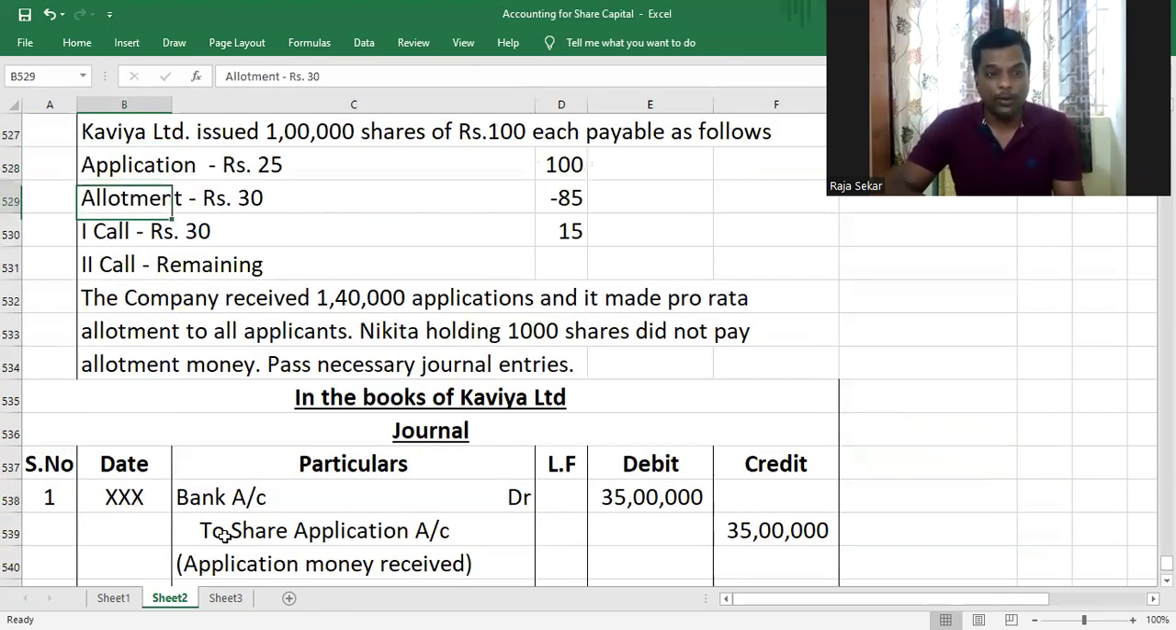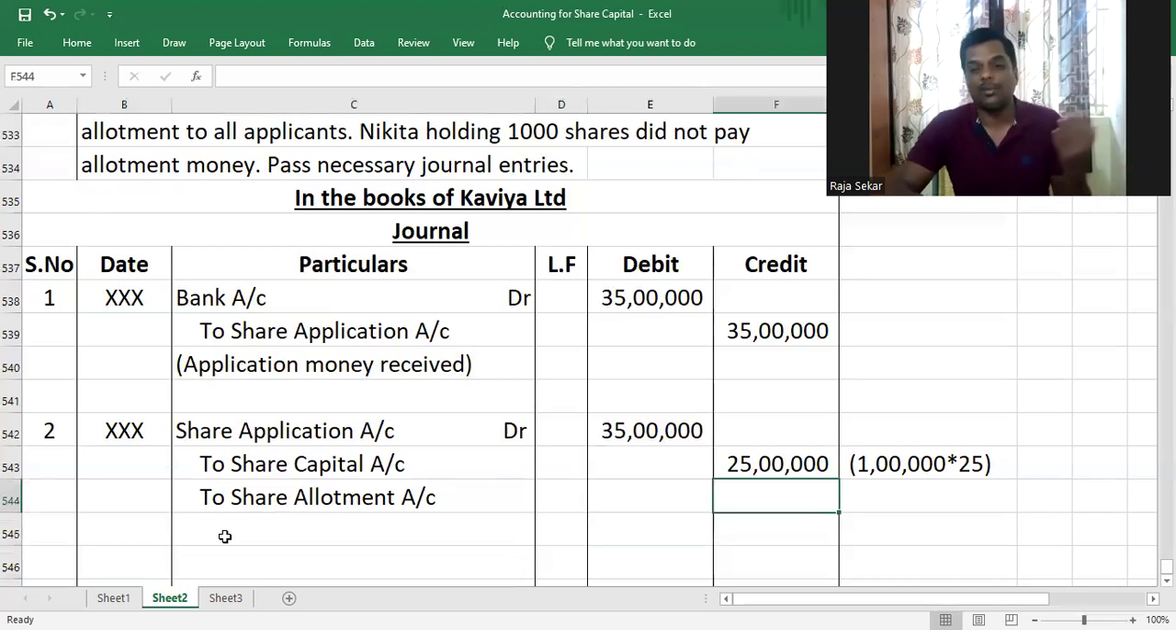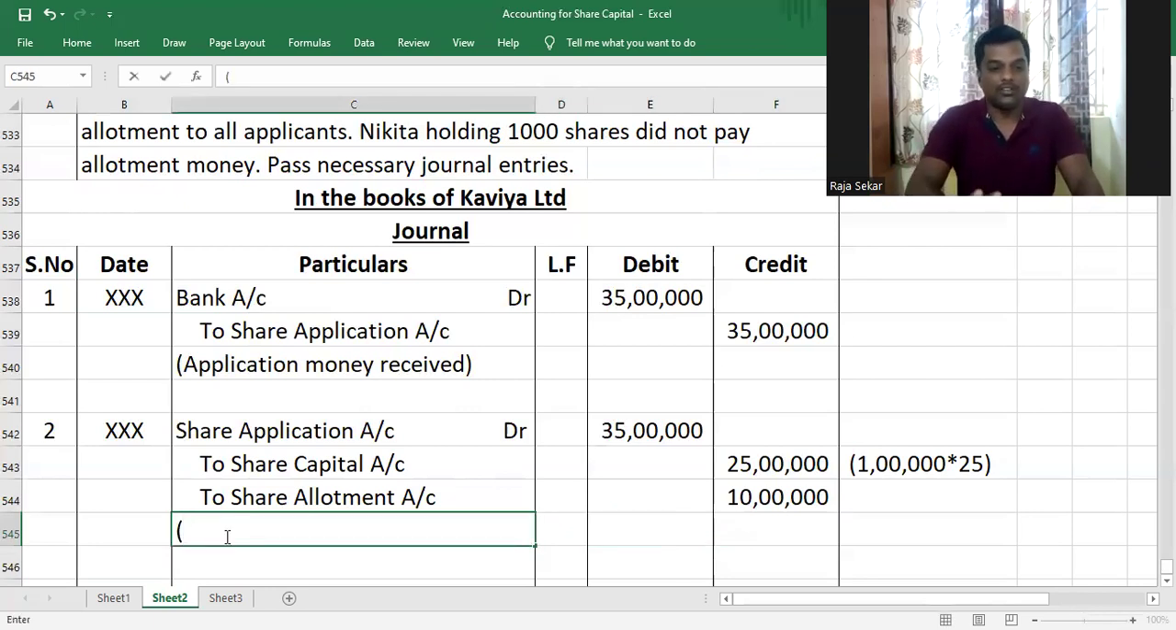And the allotment money due, my dear children, is 30 lakh rupees. That is 30 rupees per share into 1 lakh is 30 lakh. So we don't have enough excess application money to cover allotment itself. So the entire amount of excess application money that is available will be transferred to share allotment account.